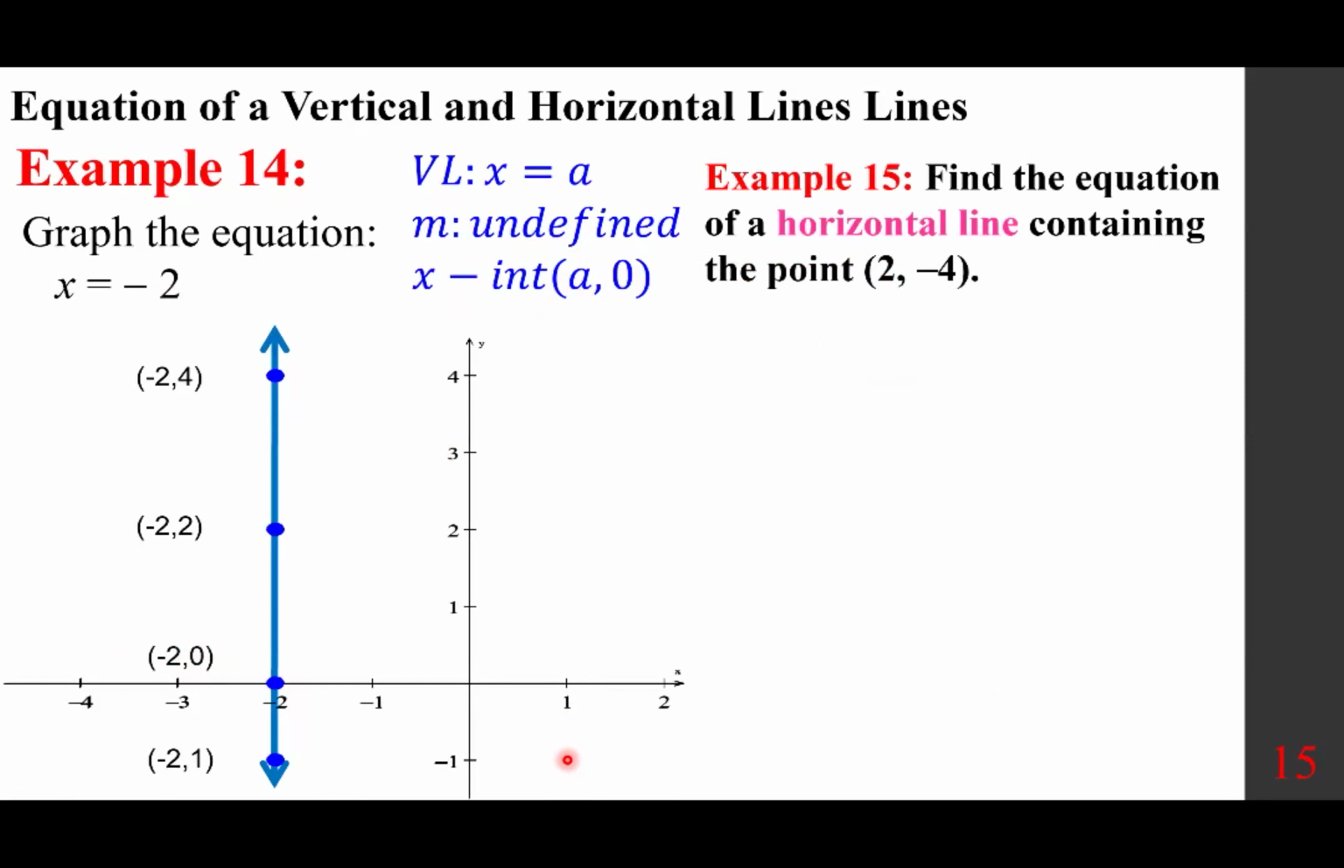Find the equation of a horizontal line containing the point. You don't have to do anything. If the pair is given, horizontal line y equals -4, vertical line x equals 2. In the case of a horizontal line, the equation is y equals b, so y equals -4, the slope is 0, and the y-intercept is located at (0, b). Okay, (0, b), in this case (0, -4), this point. So very straightforward.